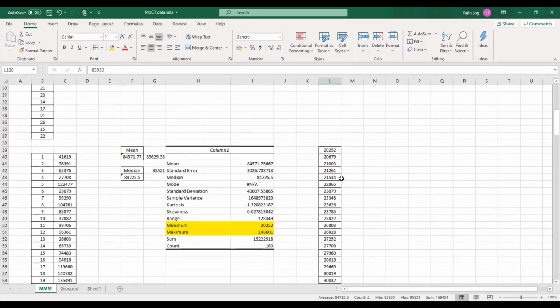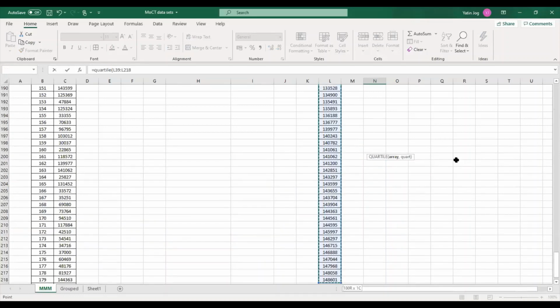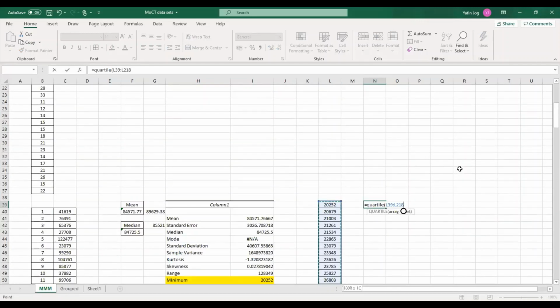Similarly, if you want to divide your data set into four equal parts, to create four quarters of your data, quartiles, then you have a function called quartile. Quartile, into bracket. Then you have to select the whole data set, so I'll select all the data points. And then you have to give which quarter you want to calculate. If you just put a comma, it will give the explanation also.